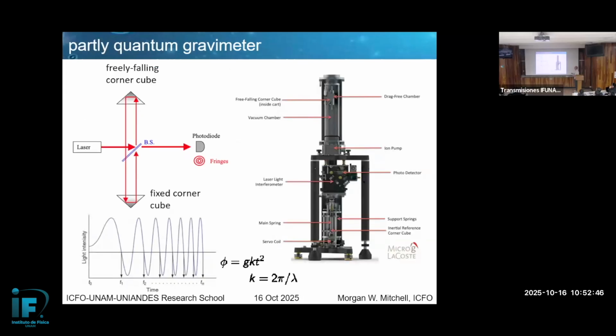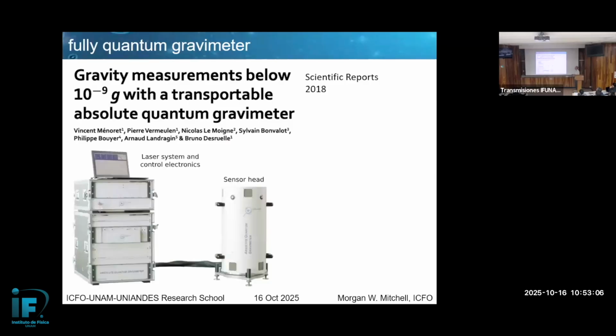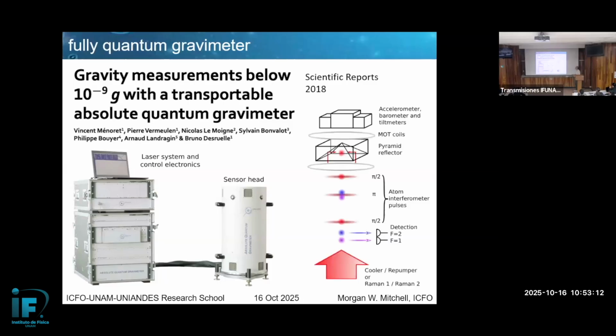And this is somehow the standard technology that is used in things like mining and geophysics. Okay, and then this is a paper from 2018 where they demonstrated 10 to the minus 9 g. So that's ridiculously good accuracy on the measurement. That's again with one of these systems. This is from a different European company. And the way this works is based on cold atoms.